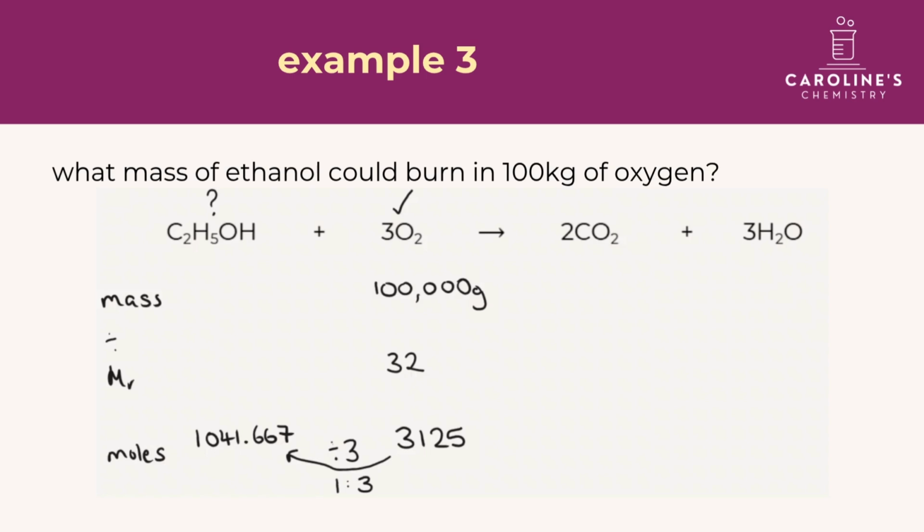Now working up the column to find the mass of the ethanol. To work out the MR of the ethanol, we do 2 times 12 for the carbon, plus 6 for the hydrogen, plus 16 for the oxygen. That is 120. In order to find out the mass of the ethanol, we do MR times moles, and that gives us 125,000 grams. That's your overall answer.